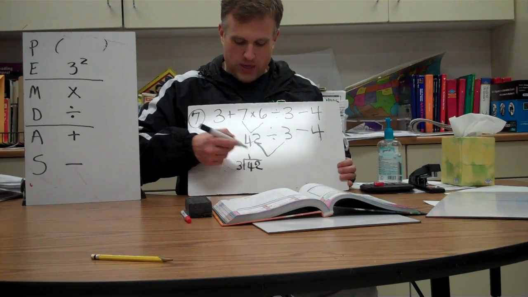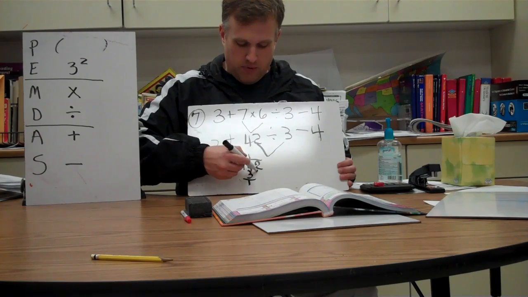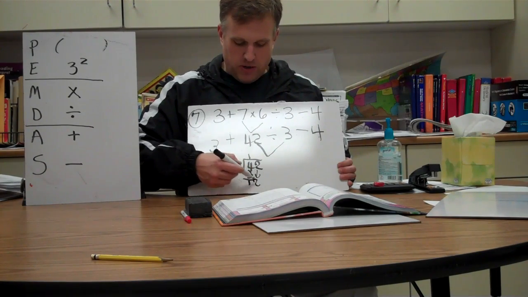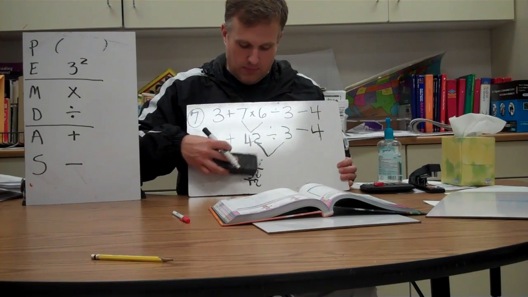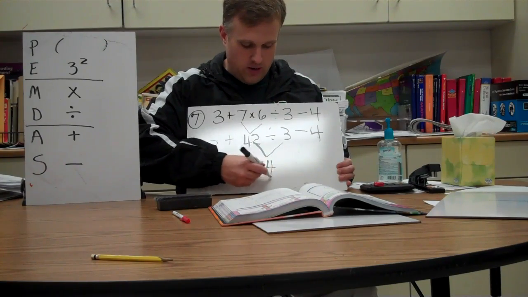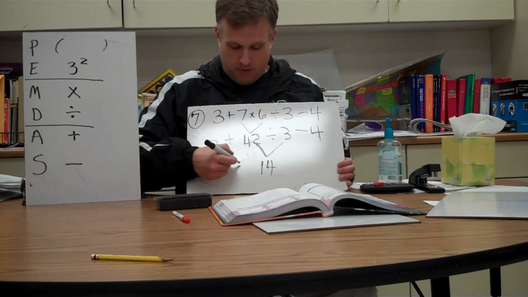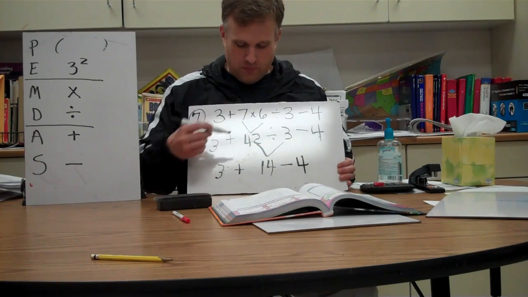Okay? Now for this, I'm going to go ahead and do the work over here, because I don't know that off the top of my head. How many times does 3 go into 42? 3 goes into 4 one time. 1 times 3 is 3. Bring down my 2. And 3 goes into 12 4 times. So that goes in 14 times. Okay? So I have 14 here. And then I rewrite the problem. Plus 3 minus 4.